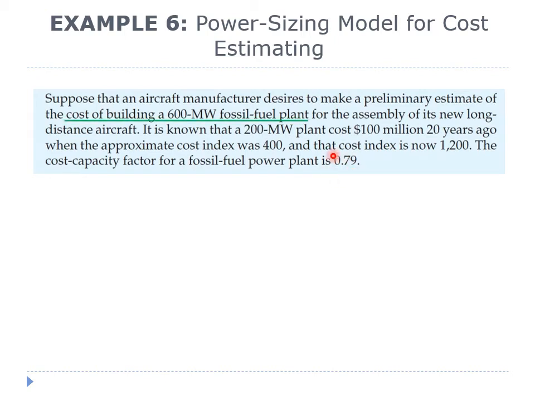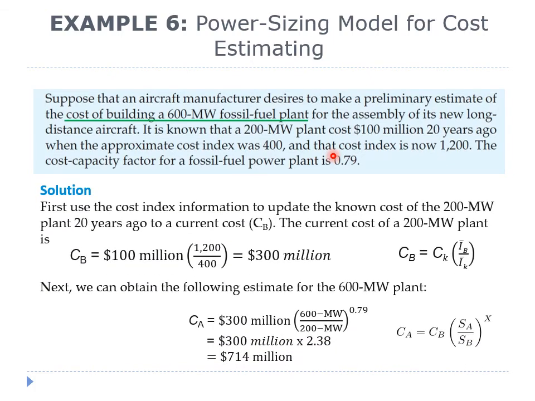This question is asking us to estimate the cost of building a 600 megawatt plant. And we can estimate this by using this power sizing model or formula. Before using the power sizing model to estimate the cost of the 600 megawatt plant, which corresponds to CA here, we must first use the cost index information to update the cost of the 200 megawatt plant 20 years ago to the current cost to get CB here.